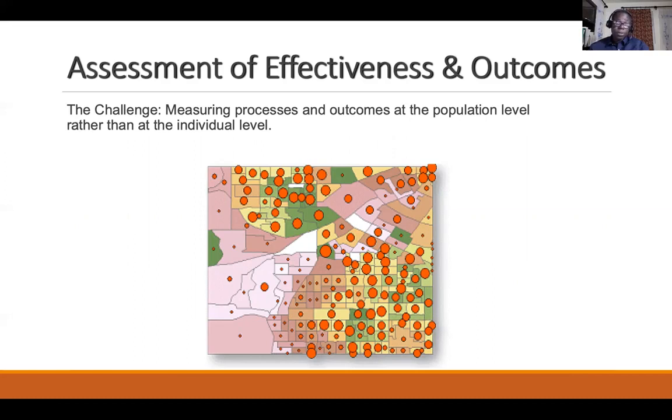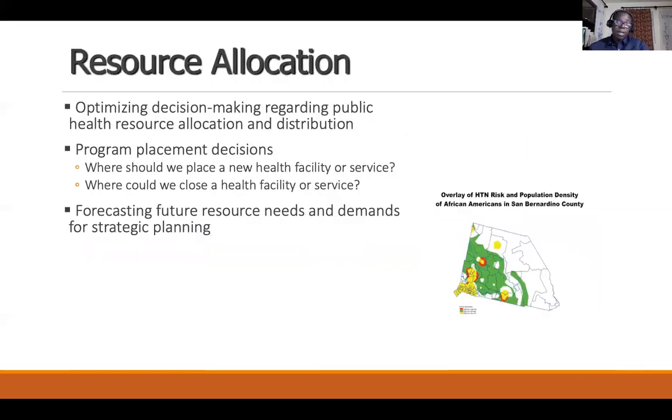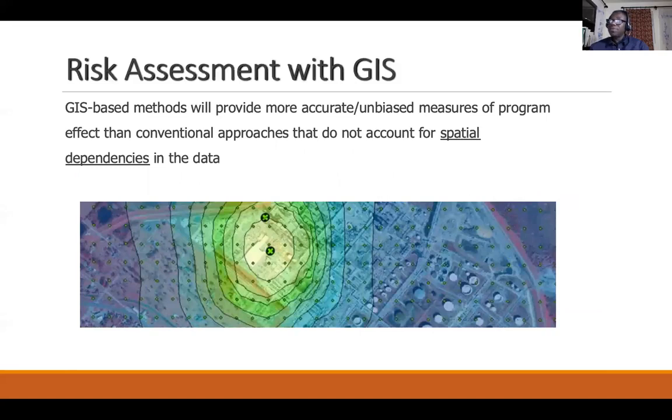We can also use the technology for resource allocation events. For instance, we can examine the spatial distribution of health resources and health needs. We can also use it for risk assessment. In fact, most public health evaluations and assessments do not take into account that there may be spatial autocorrelation in the data. This means that the observations may be less independent than we think.